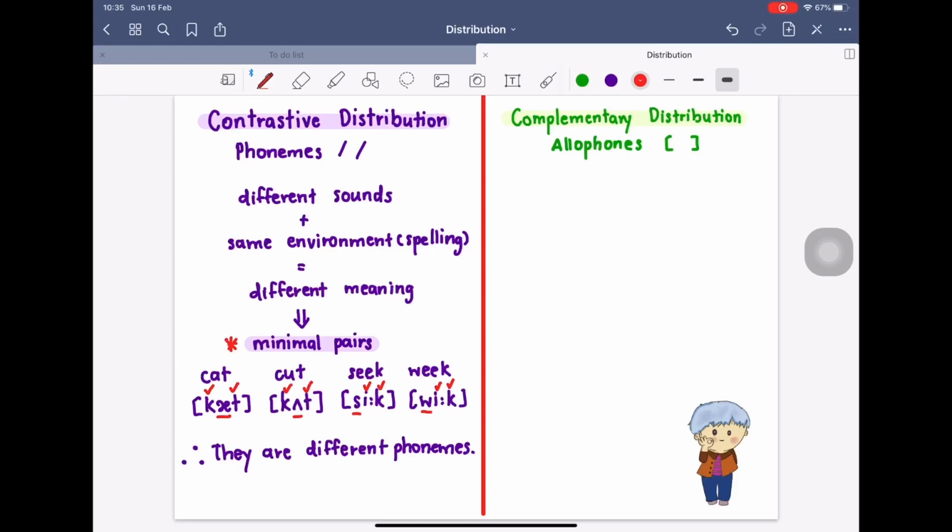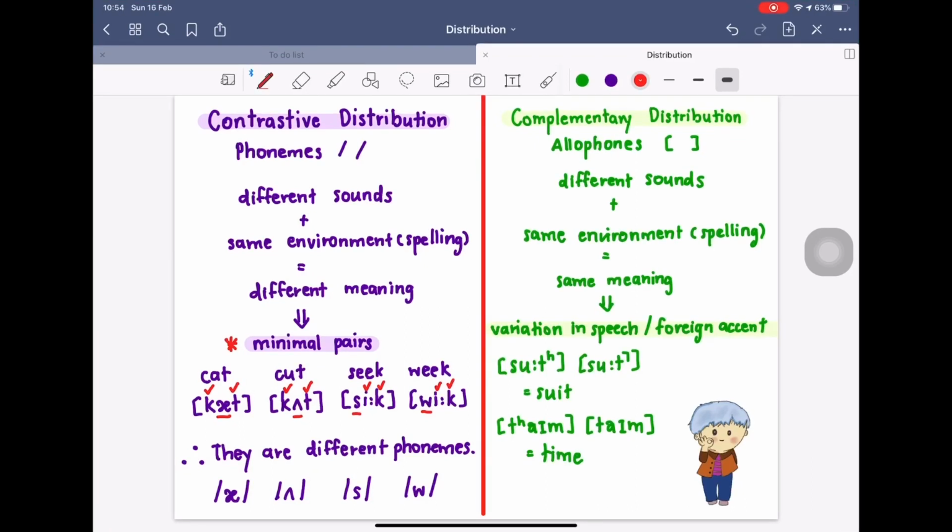The word seek is a verb, right? And the word weak. So you can see that s and w are different phonemes because they give a different meaning. So we can conclude that they are different phonemes by using the minimal pairs in order to differentiate them all. So we have the phoneme e, the phoneme a, the phoneme s, and the phoneme w accordingly.